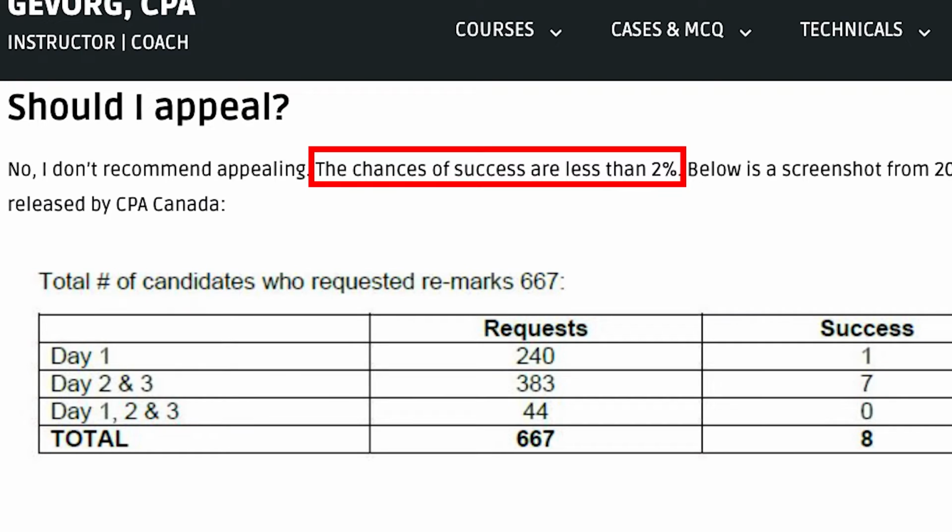Your next decision is asking for remarking, also known as appeal. I don't recommend remarking. The chances of winning the remark are extremely low, so don't bother.